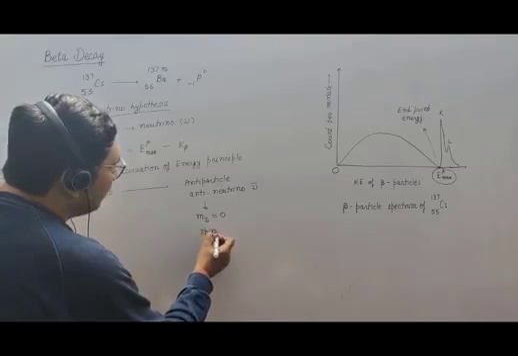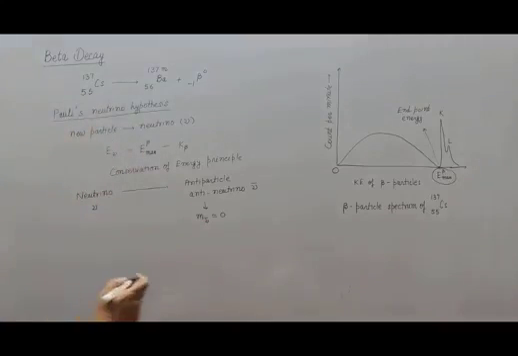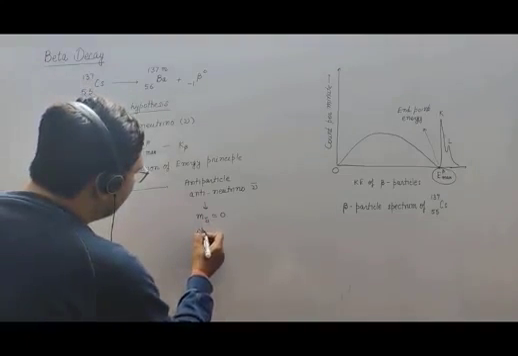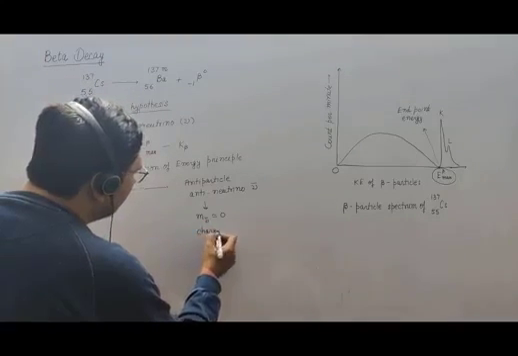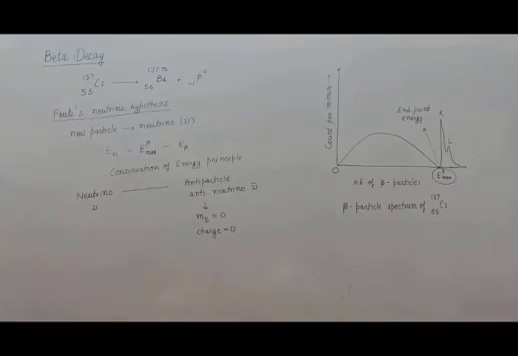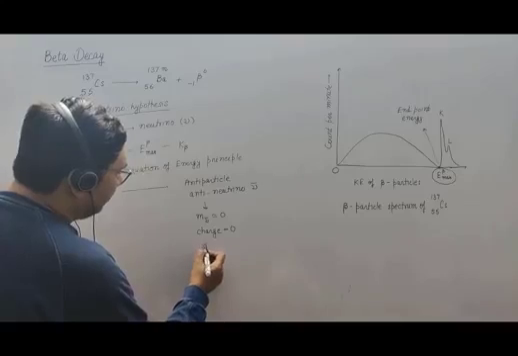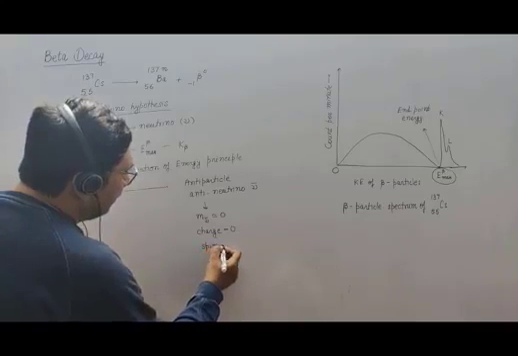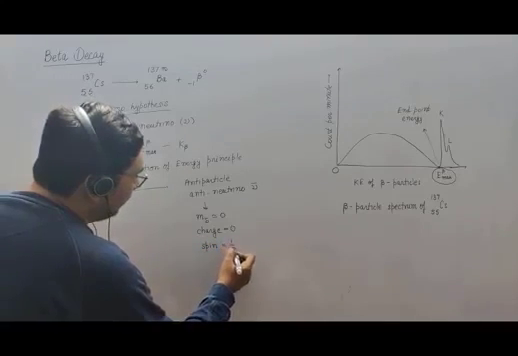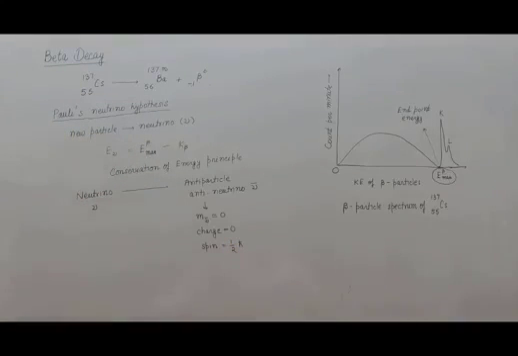Charge carried by this antineutrino is zero, and its spin is also half, half h cross. But where is the difference between these two?